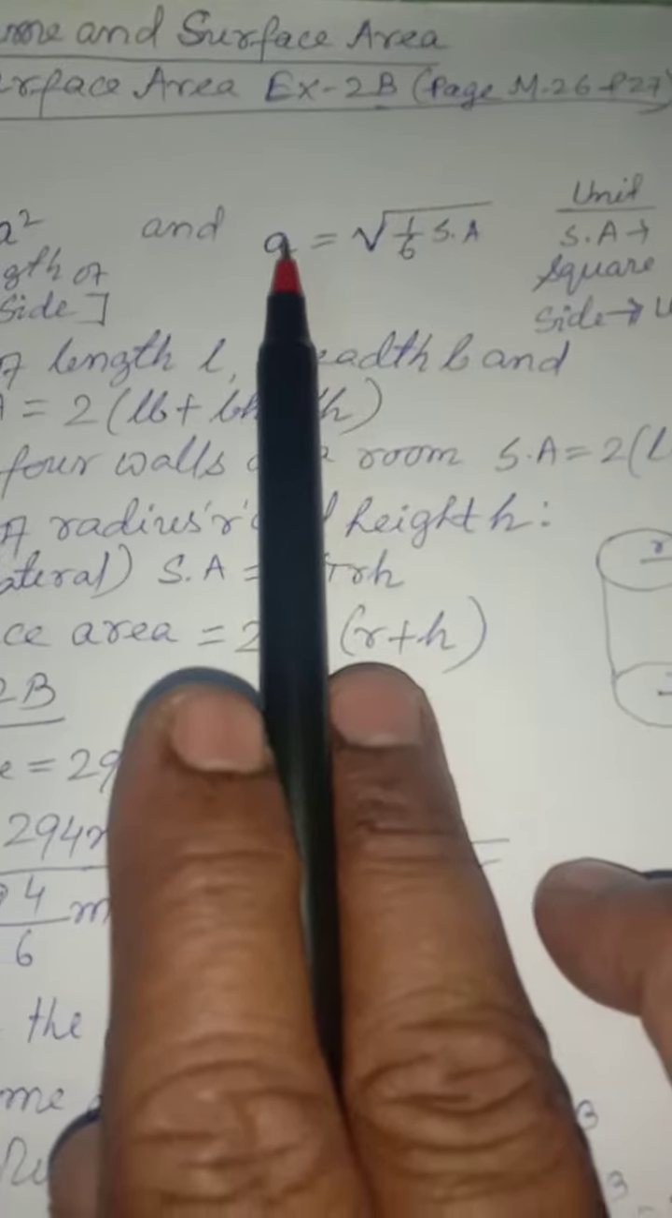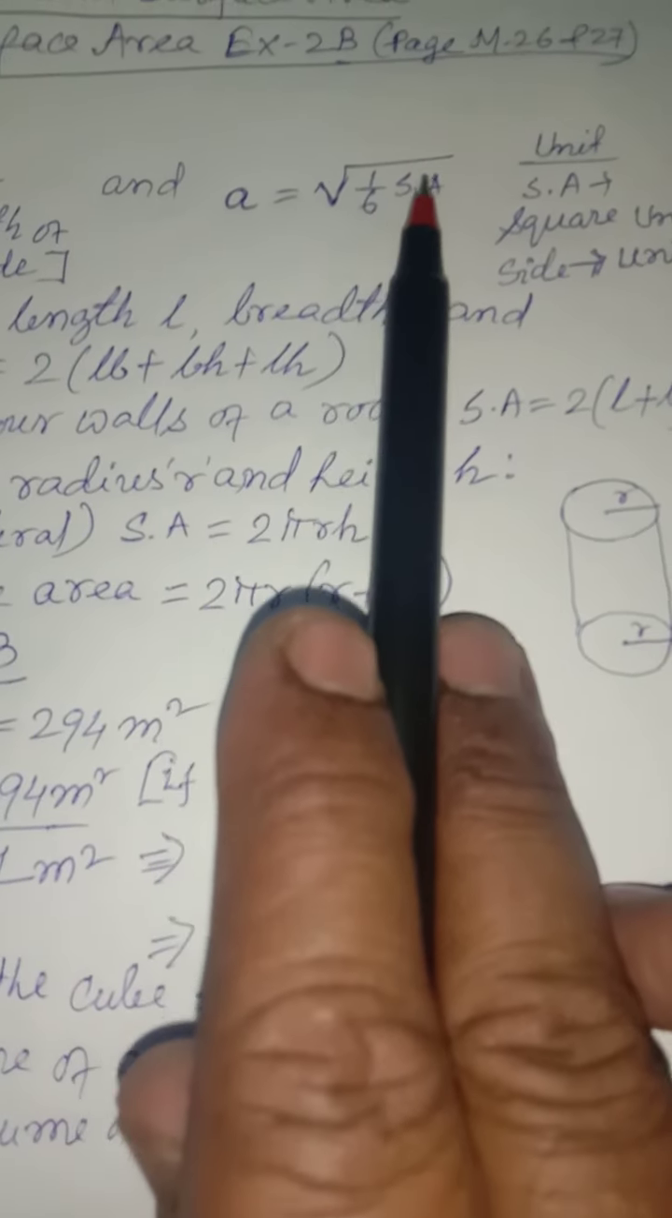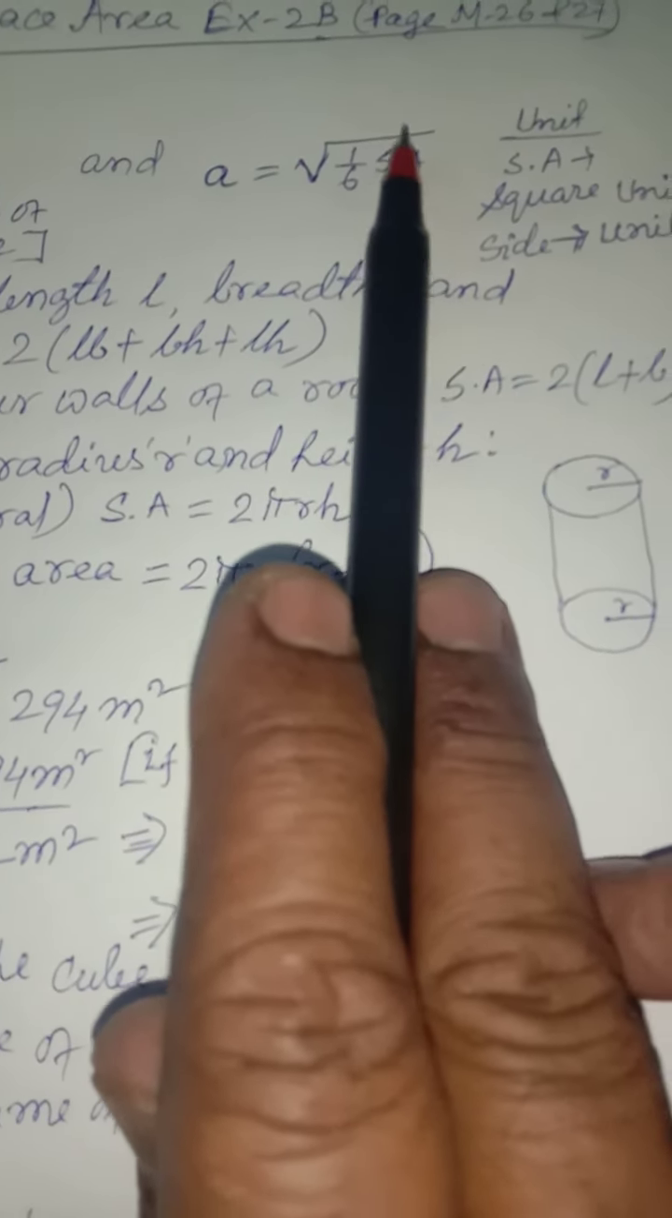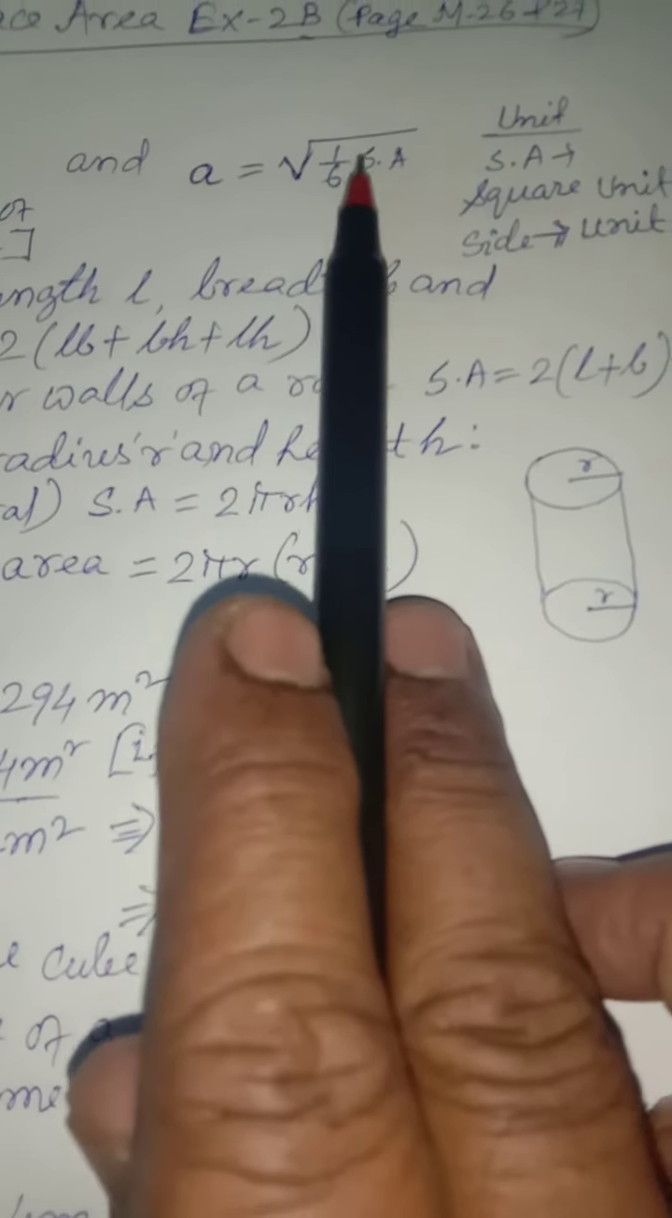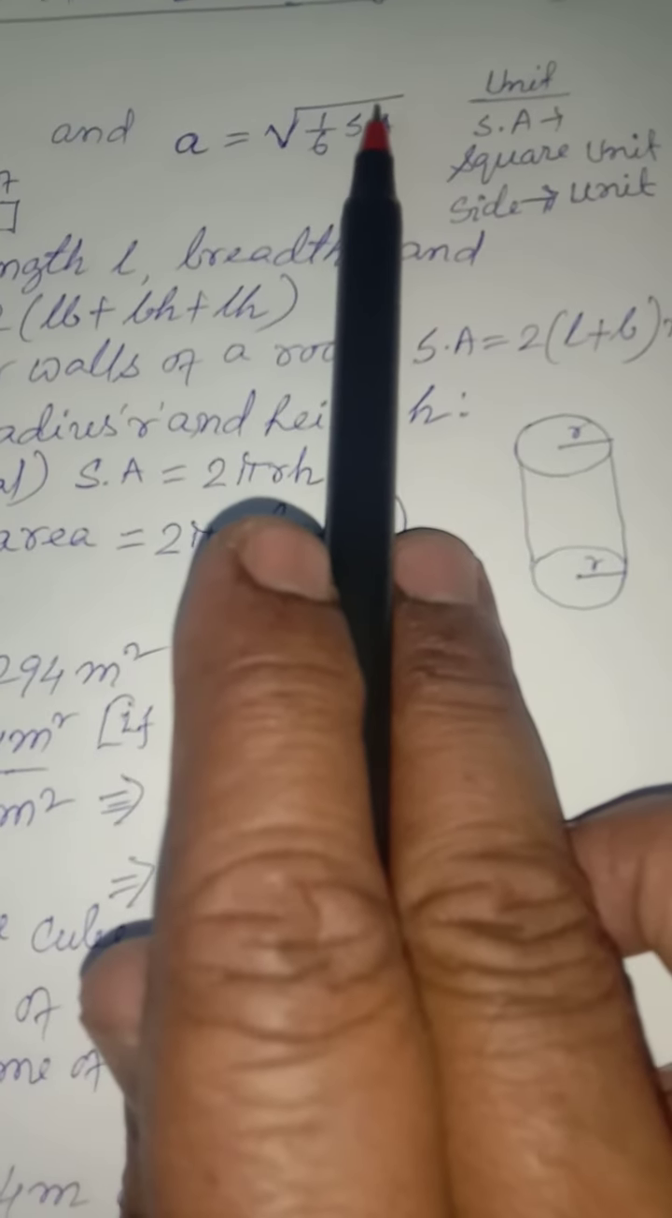Now, how will you conversely find a? a will be the square root of 1 by 6 of the surface area. That means surface area divided by 6 under the square root. Could you understand me? Now the surface area unit will always be a square unit.